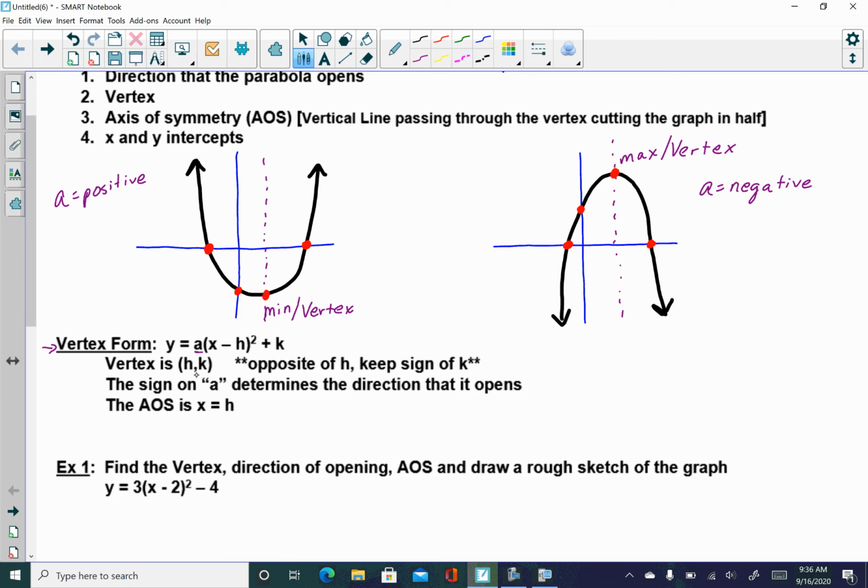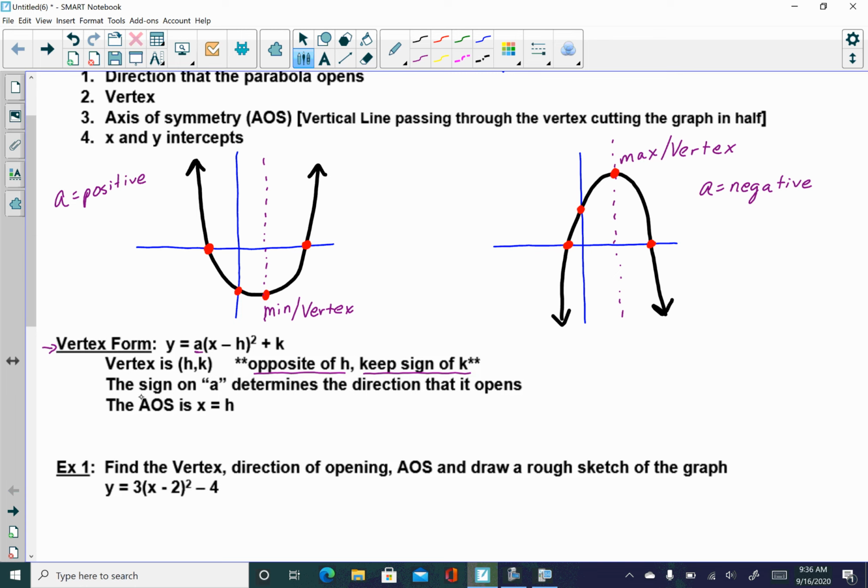The vertex is h comma k, so you can just, like I said, pluck the vertex from it. But notice how here this was minus h, and in the vertex form we have a positive h. So anytime you're plucking your vertex, it's always the opposite of h, and then you keep the sign of k. So if it's a positive k, it'll be a positive k. If this were minus k, I'd have a minus k here, okay?